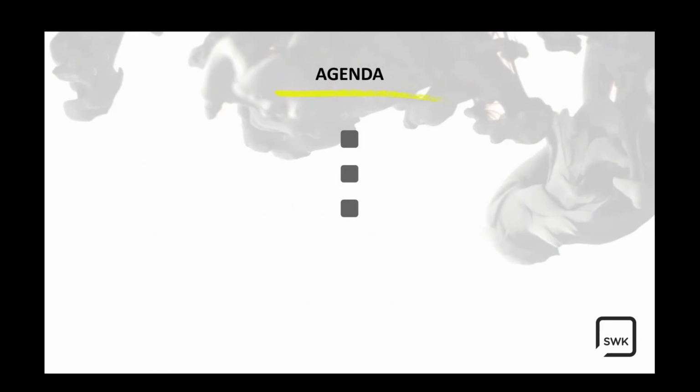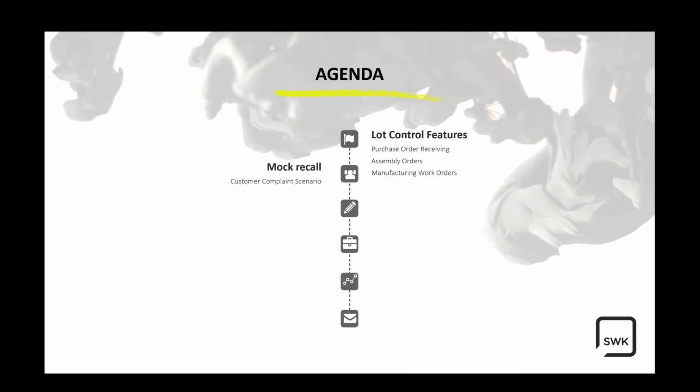Our agenda today, we're going to be talking about the auto recall basis within Sage X3. So we're going to talk about lot control features and purchasing kits and manufacturing work orders. We're going to do a mock recall. We've got a customer complaint scenario we'll use for that. We're going to show how we can easily put things into quarantine, put them on hold so we can't ship them anymore until we identify the full extent of the problem.